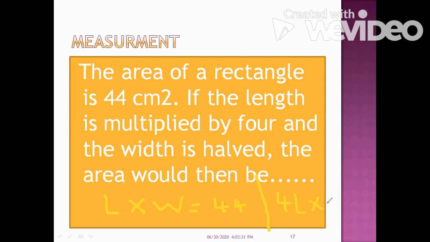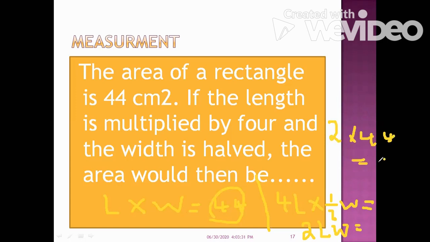And the width is half, so you're going to get a half width. Are you following? Now what's a half of 4? A half of 4 is 2. So we have 2LW. Now what does the LW represent? The LW represents the area, the first one. So it's 2 times LW, so it's going to be 2 times 44, and 2 times 44 is 88 centimeter square.